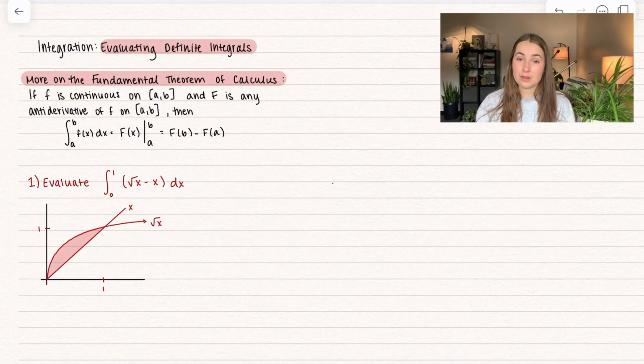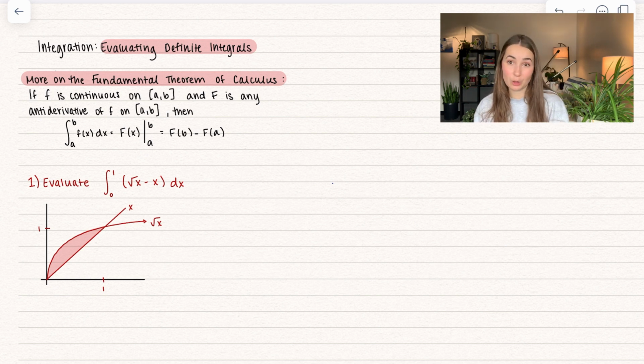We are using the Fundamental Theorem of Calculus, which says if f is continuous on [a, b] and capital F is any antiderivative of f on [a, b], then when we take the integral from a to b of f of x, we first take the antiderivative, so we get capital F of x, but we're still integrating that on the interval a to b. So what we do is we plug in the upper value and then we subtract the lower value plugged in. So let's go ahead and just dive into it.